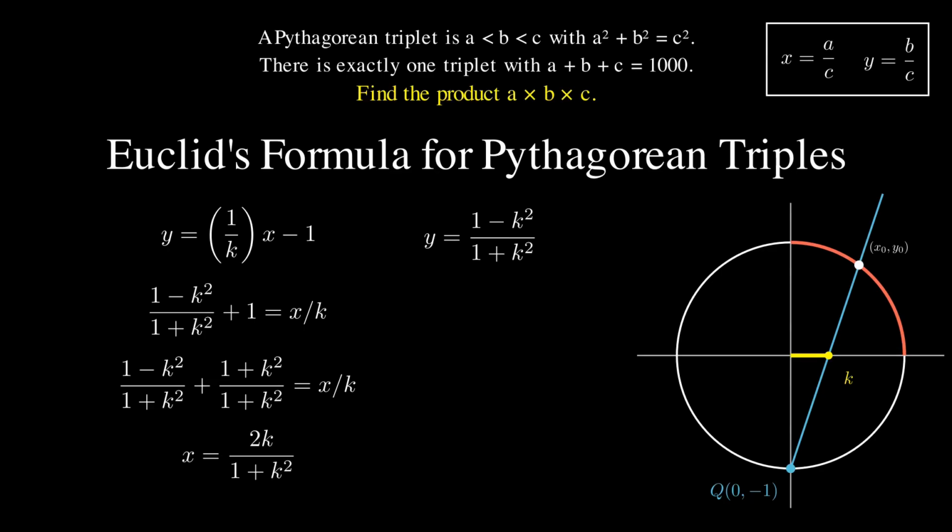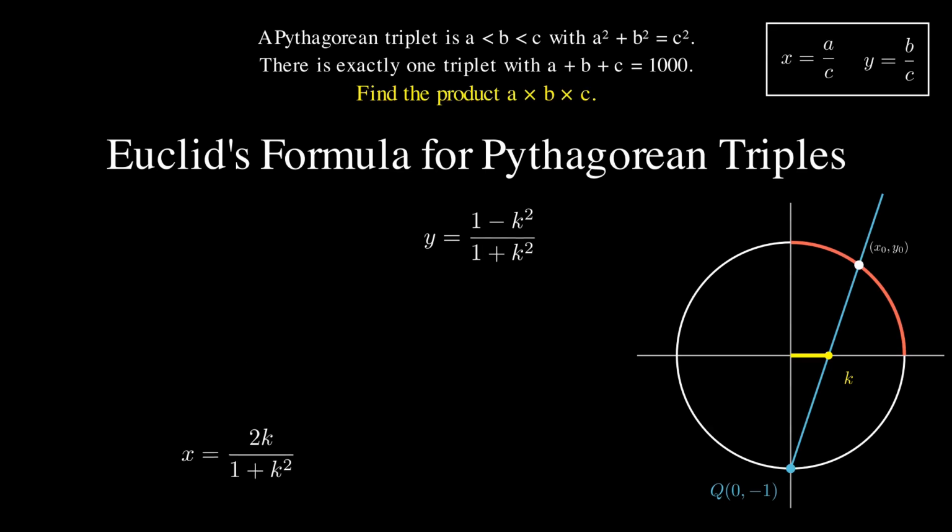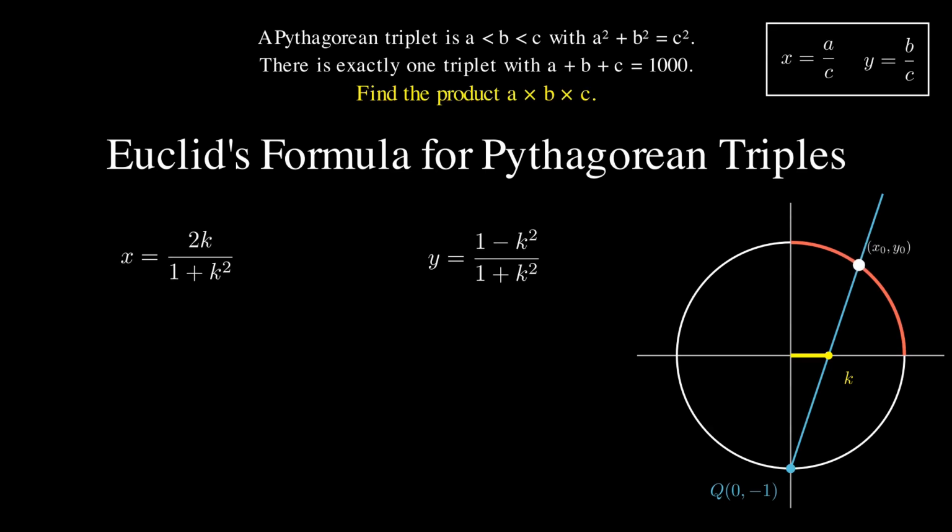So notice how we've gotten x and y both in terms of k, which seems to be rather helpful here. Everything's in terms of one variable. And what I would like to do is just say, okay, if x equals that and x equals a over c, can I just say that 2k equals a and 1 minus k squared equals b and just be done with it? And not quite.